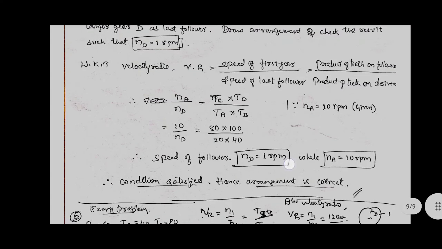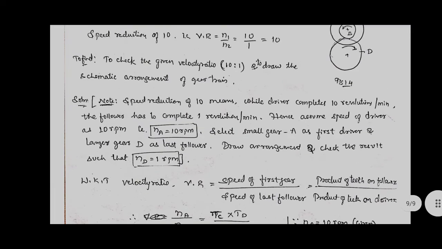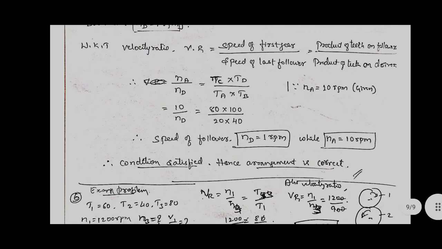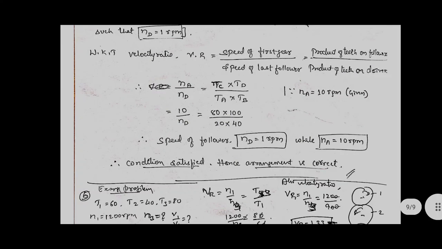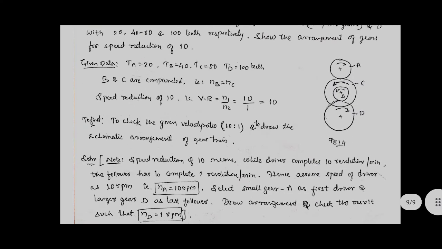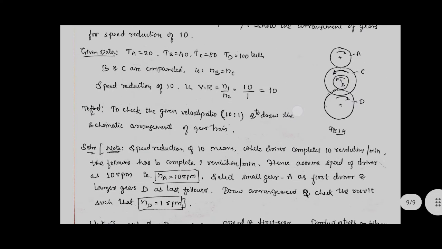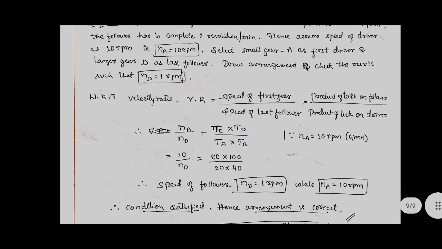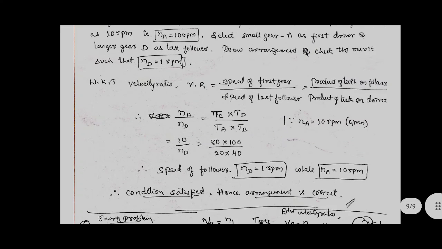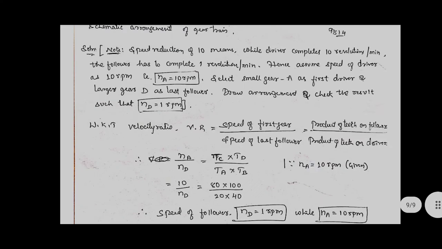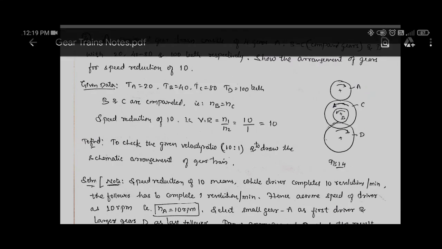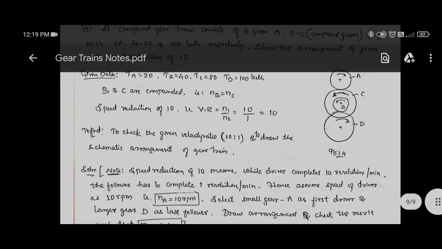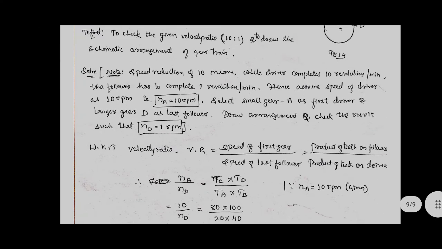Normally the equation is given in here. So 10 by 1 means you can easily find out the thing. So ND is 1 rpm. The condition is satisfied, hence the arrangement is correct. So in this arrangement you have to satisfy the condition. You can see the problem: TC and TD mean in the arrangement A is meshing with C, B is meshing with D. So that is to be considered in here to get the proper result.